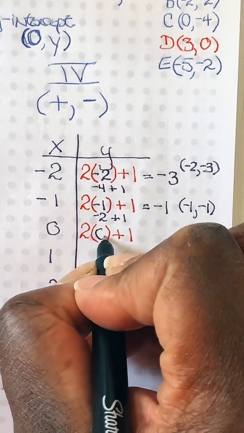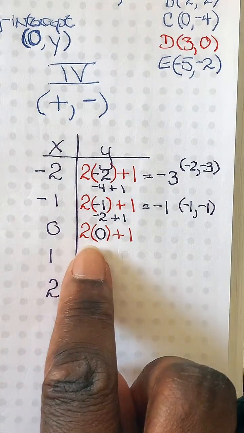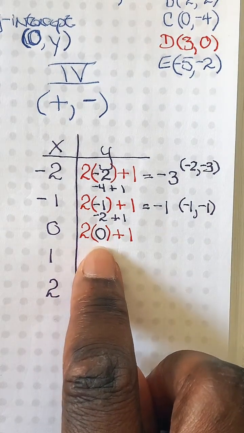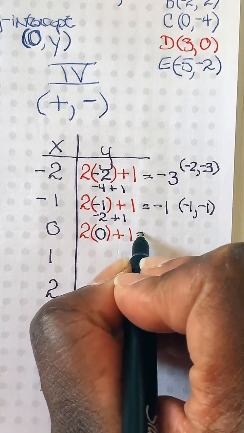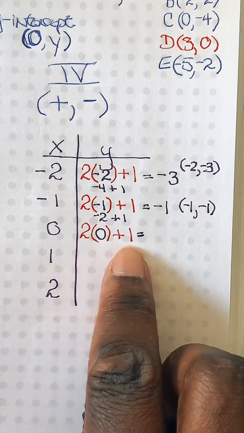So we are putting our 0 in. So if our 0 goes in, what's coming out? What's my answer for this expression?